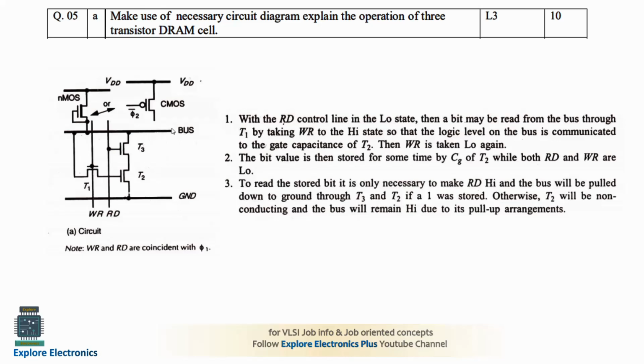Because of that, the bus will have some positive value. Because of the positive value present in the bus, the sense amplifier will detect that and treat it as logic 1. This is how the write and read operation can be done using 3 transistors in a DRAM cell.